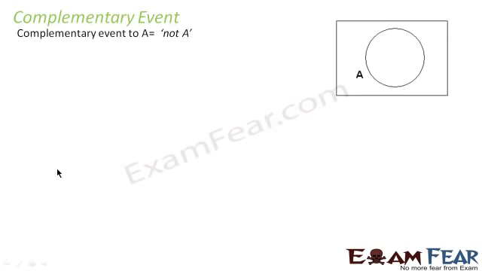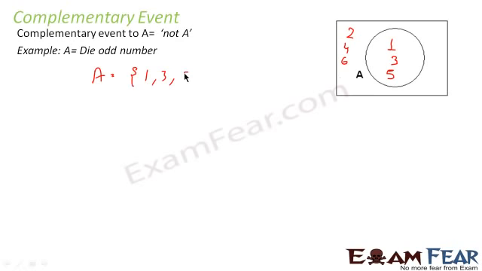Let's discuss the first one. Complement of an event means not A. To discuss with a Venn diagram, let's say A is the die showing an odd number. So the odd numbers are 1, 3, 5. The other points, 2, 4, 6, will be here, because this whole region is the universal set. So when I say A is equal to 1, 3, 5, the complement of A is equal to U minus A, and this is equal to 2, 4, 6.